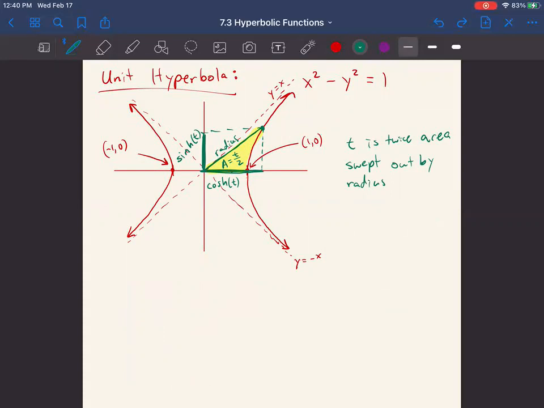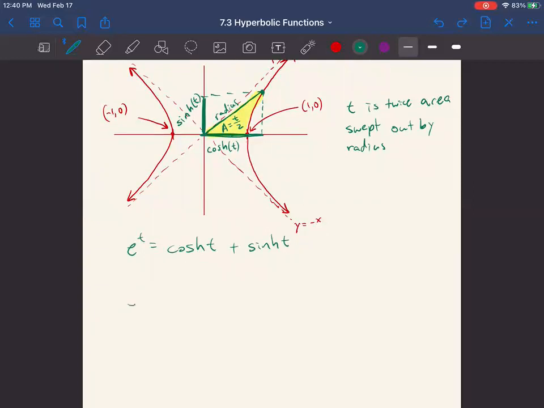So down here, you guessed it, we can relate this to exponentials. So we can say e to the t equals cosh t plus sinh t. And we can say, let me move that down a little bit, e to the negative t is equal to cosh t minus sinh t. And what you can see about this is that, like when we had e to the it, cosine was the real part, sine was the imaginary part. Turns out here, cosh is the even part, and sinh, any guesses, is the odd part of the function.